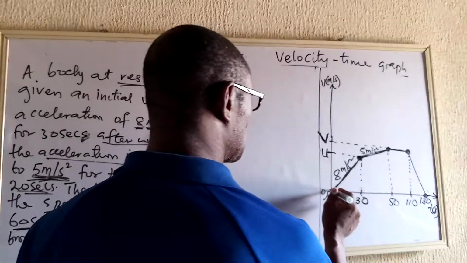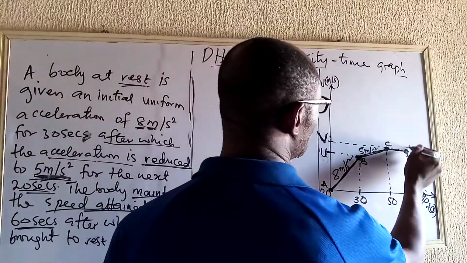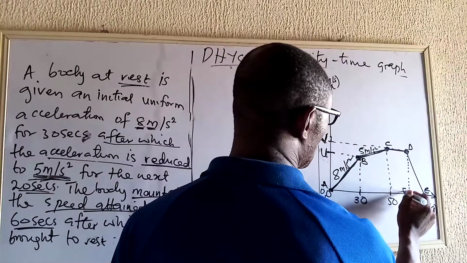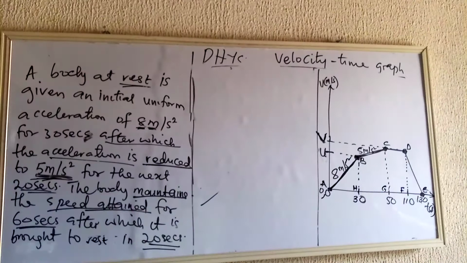So let me label this point A, B, C, D, E, F, G, H. All right. So this is the diagram for the velocity time graph for this question. So now, what are the questions we are asked to find? The first question says we should find the average retardation. Sorry, the maximum speed, rather. The maximum speed. Okay.